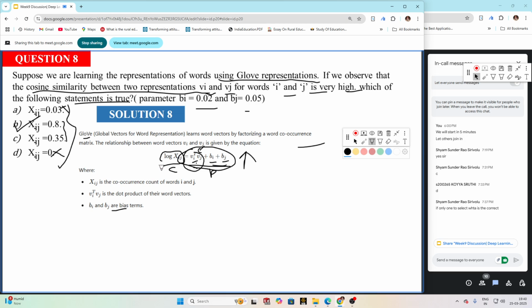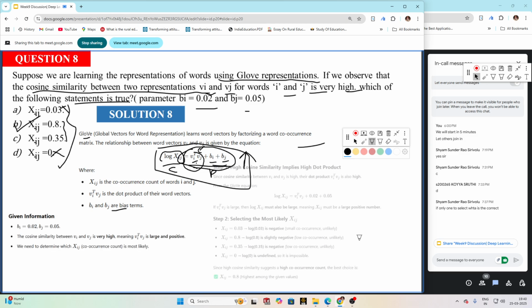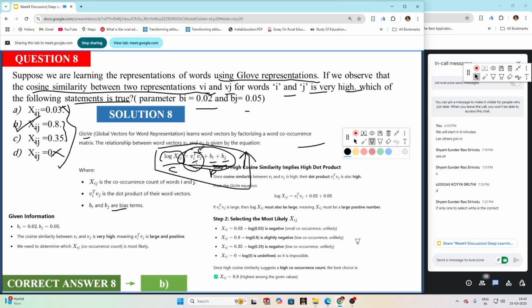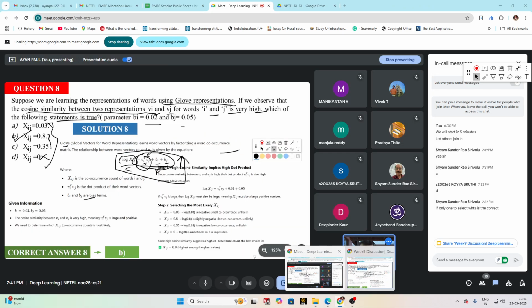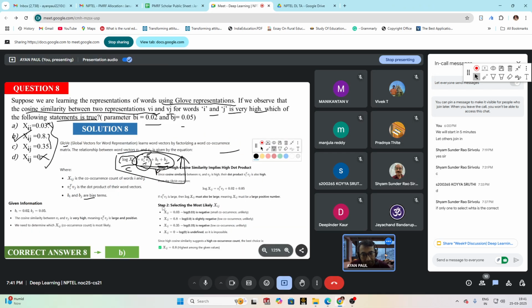So this formula you have to keep in mind to solve this question. X_ij of 0.8 is the highest among the given values, so you can take X_ij equals 0.8, option B, as the correct answer. So is it clear to all of you?